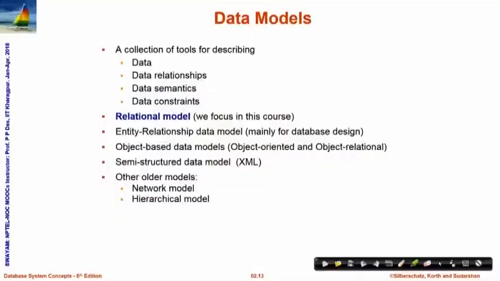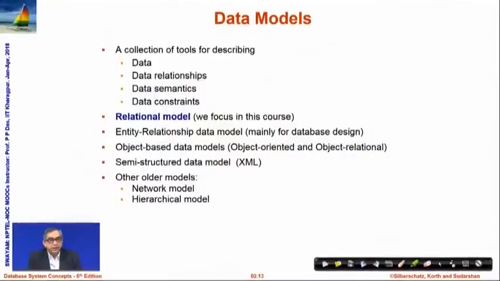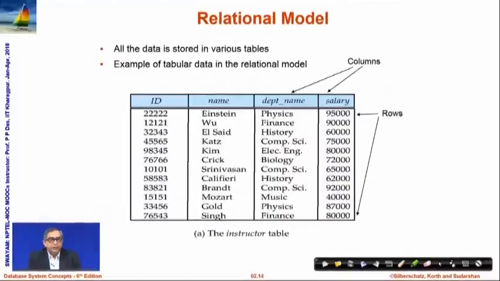Then there are several other models like the network model and hierarchical model, which used to be very popular in the early days of database systems before the relational model came into force. They still exist in some of the databases, and some of the newer emerging big data databases have actually started using this old concept in a new way again. So, this is an overall set of data models.